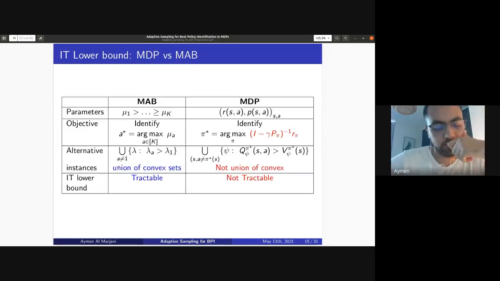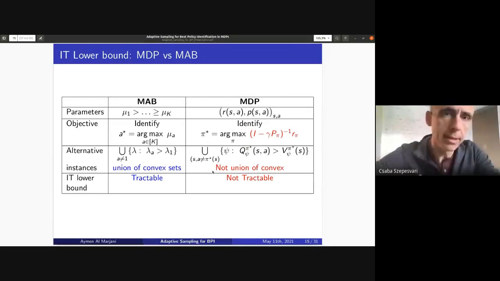Here is a simple comparison between the multi-armed bandit case and the MDPs. In the multi-armed bandit, where we have mean rewards mu_1 to mu_K, the objective is to identify the optimal action. The optimal action depends in a simple way on the parameters of the bandit instance: it's defined as the argmax of the mean rewards. This allows you to decompose the set of alternative instances into a union of convex sets over which you can compute the information theoretical lower bound. But in the case of the MDPs, the optimal policy depends in a non-trivial way on the transitions and the rewards. This makes the constraints that define the alternative set non-convex, which makes the lower bound problem intractable.